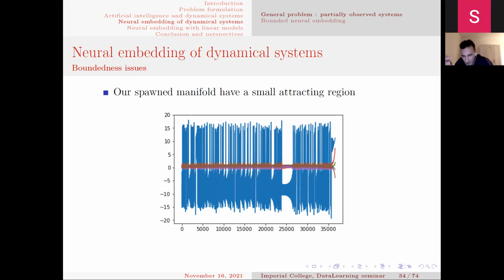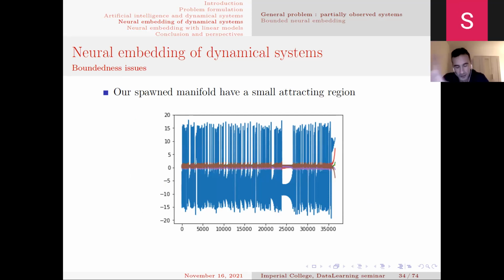We then started having some investigations regarding the attracting region of the spanned attractor. And what we figured out is that actually this attracting region was quite small, which is very, very bad, because if we pick up an initial condition that is a little bit farther from the observations, we do not go to the reconstructed Lorenz attractor, but we go to another limit set, which is most of the time unstable.